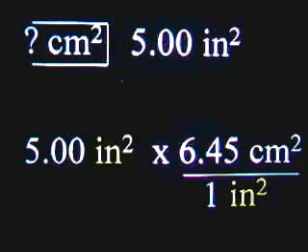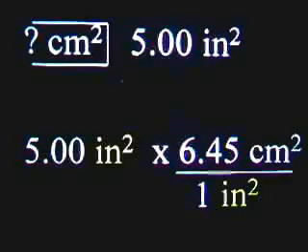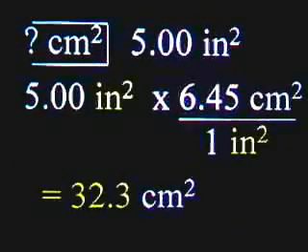To report our final answer, we're going to want to round it to 3 significant figures. 5.00 has 3 significant figures. The zeros at the end of the number get to count because there is a decimal there. So the appropriate answer here to 3 significant figures will be 32.3 centimeters squared. The units of inches squared have obviously canceled.